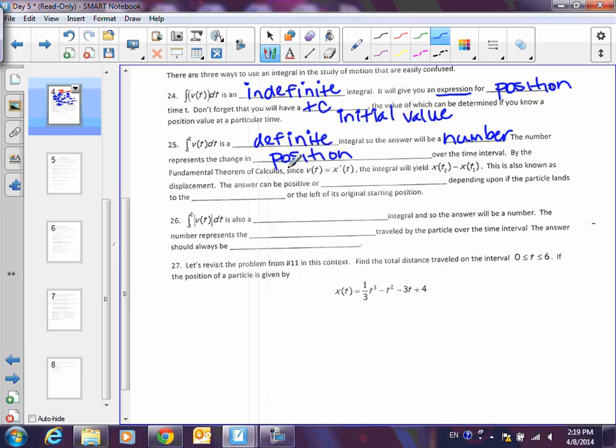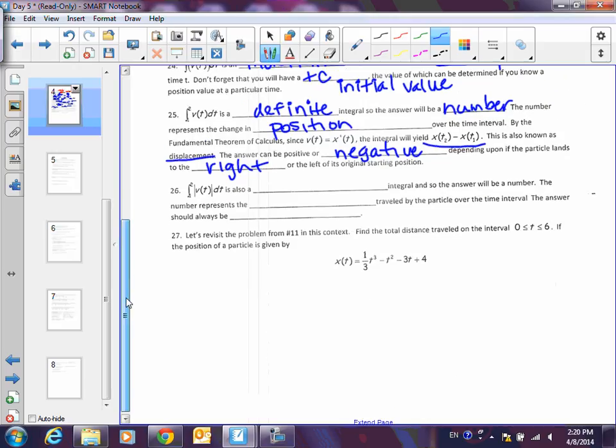By the fundamental theorem of calculus, this tells us that really all we're doing is subtracting the 2 positions. You know the position at 1, you know the position at 2. You don't have to go through this whole mess. You just subtract the 2 positions, and you get how far it was. So this is also known as displacement. The answer can be positive or negative, just like your position can be positive or negative, depending on whether the particle lands to the right or to the left of the original starting position.